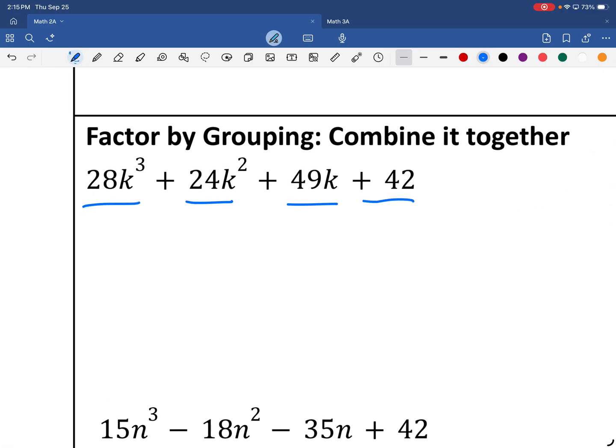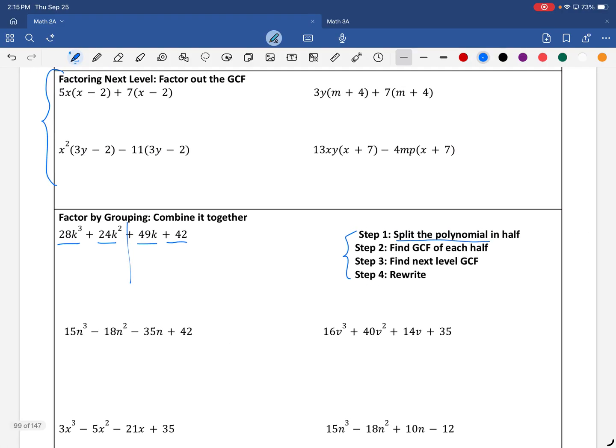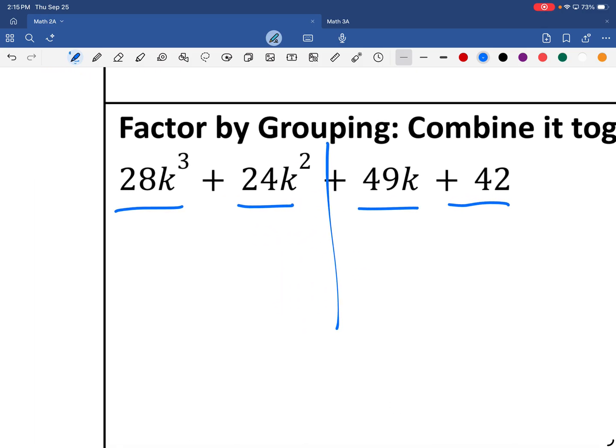So the first thing we want to do is split it down the middle. Okay, so that's what this means, to split the polynomial in half. And then we're going to find the greatest common factor of each side. So this is kind of like what we were doing up above. Let me take these lines back off.